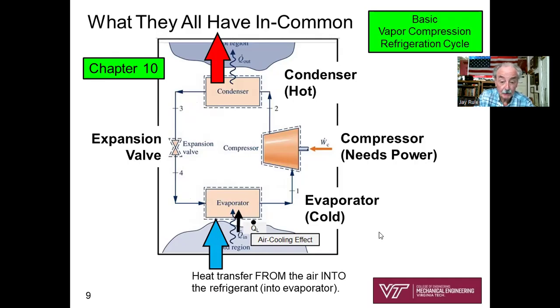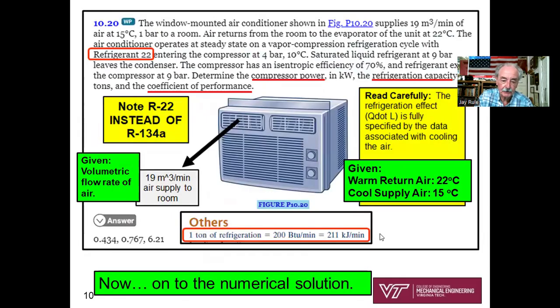Okay, back to our homework problem. There's the basic vapor compression refrigeration cycle. So again, let's review what homework problem we have to solve. We've got R22. That might be a little different than most of your homework problems so far that have been R134a, so do be aware of that. You're asked to find three things: compressor power, refrigeration capacity in tons, and the coefficient of performance of the window air conditioner unit.